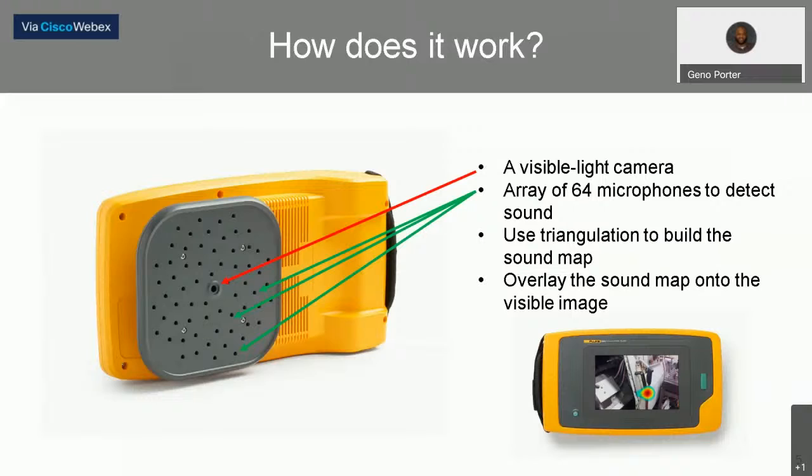On top of the location, which we're calling the sound map, you're able to determine the frequency of the sound being made, or what type of leak it is, and also the amplitude.